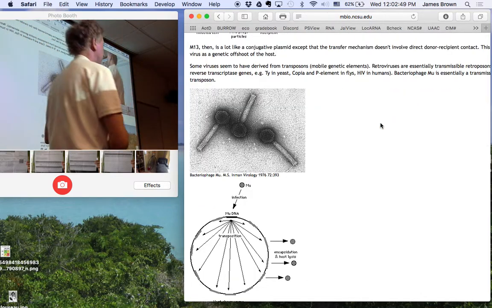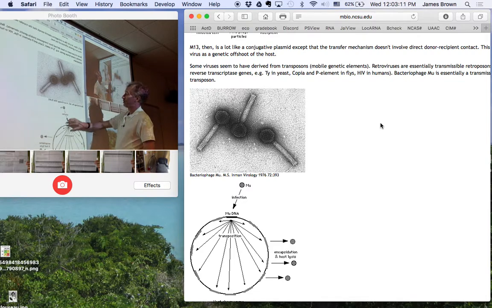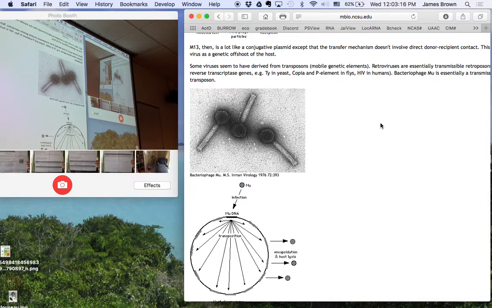There are also some cases of viruses and bacteria that clearly emerge from transposons. And so Mu is a great example of this. People think that Mu gets its name from the Greek letter. It does not. It's short for mutator. And so this is a transposon that's encapsulated, and when it's injected into the host cell, it transposes into the genome. And when it does so, it tends to knock out genes. And the result is mutations, and so it's used as a mutator.